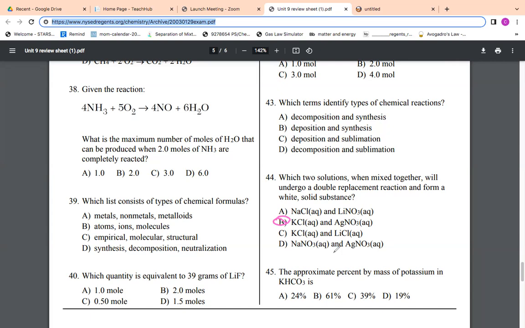All right, number 45, the approximate percent by mass of potassium in KHCO3. Okay, we have to first figure out the total mass of this. So we have K, H, we've got C, we've got O. So we've got 1 potassium, 1 hydrogen, 1 carbon, and 3 oxygens. Okay, now go to your table. Give me 1 second, guys, sorry.